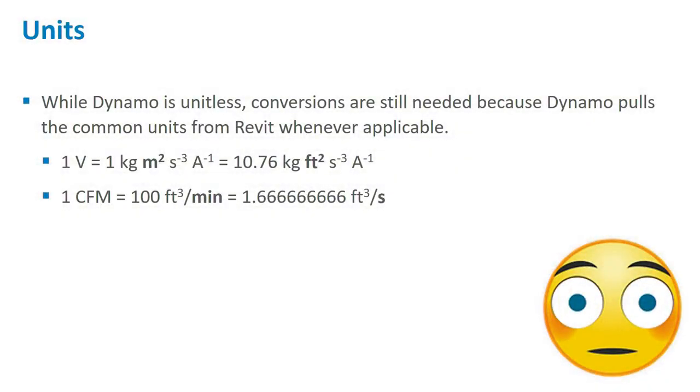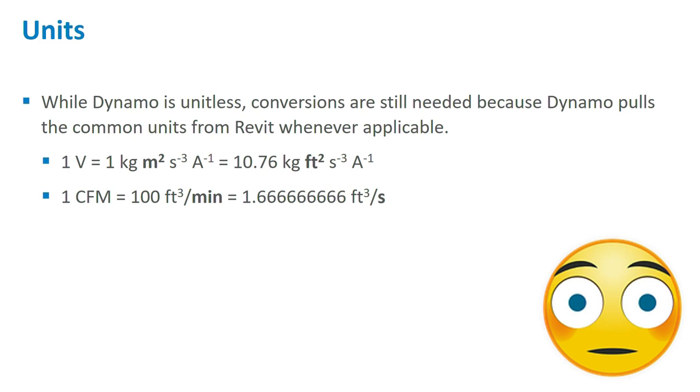So let me jump into Dynamo units real quick. I mentioned in that previous example that units can be an issue. The reason is that Dynamo is unitless, but a byproduct of that is that it can do some funky things, if you will. Let me show you here. If you have 1 volt, and you extend out what voltage is, you can see there meters squared. So if you're in an imperial project, you've got meters squared, but then over here it's going to pull it out with feet squared and kilogram feet squared, second cubed.